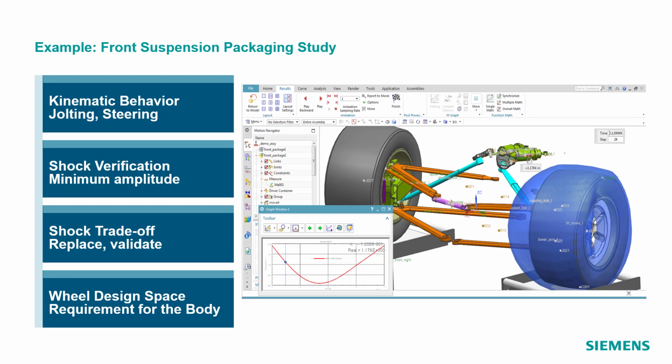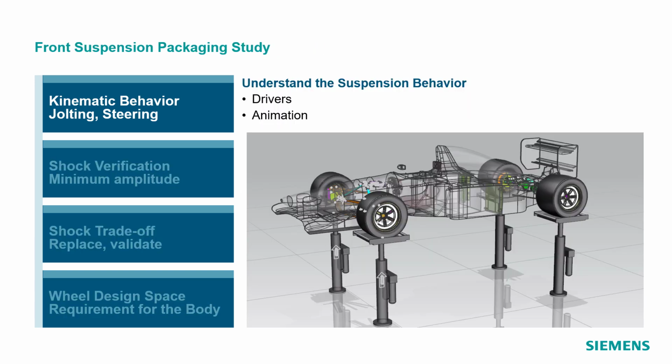Let's look at a quick example of a vehicle suspension. We shall analyze, using NX Motion, how it moves, whether dampers have enough travel space, and if the wheels can safely operate during the required maneuver without touching the vehicle chassis. First, let's explore how the suspension moves and check the components' movements due to steering and jolting.